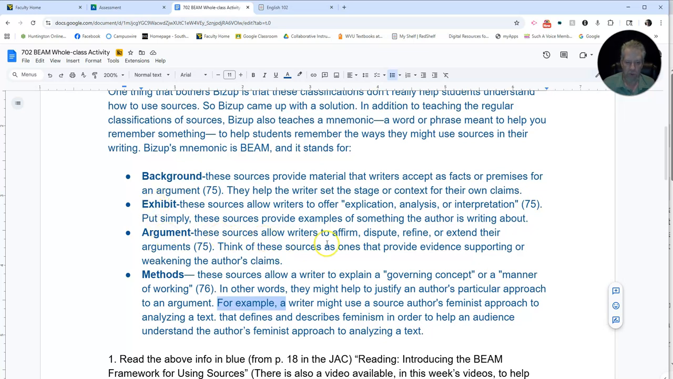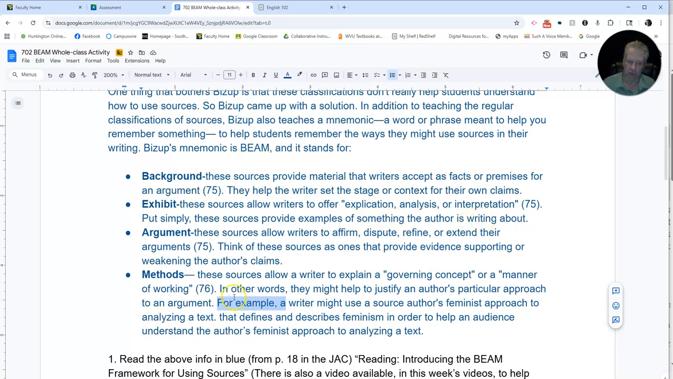If your source helps to discuss the argument itself, to affirm or dispute or refine or extend the argument, then that would be A for argument. Think of these sources as ones that provide evidence supporting or weakening an author's claims. Whereas E is for sources that provide examples of something the author is writing about.